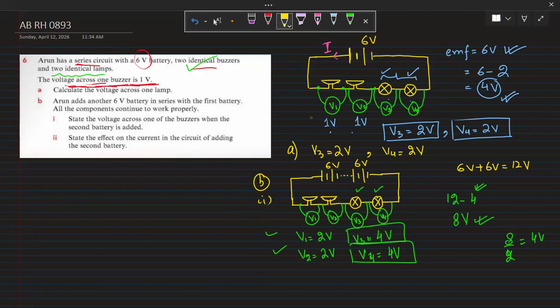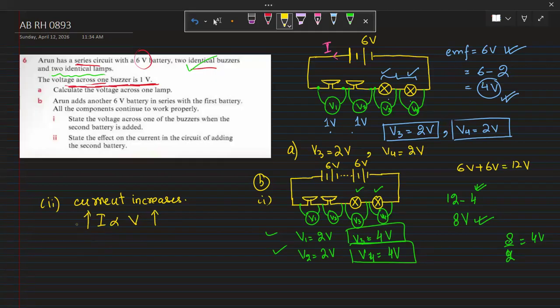Now part B, part 1 is done, so we're going to talk about part 2. State the effect on the current in the circuit of adding the second battery. So the current increases, because we know that when the voltage increases, the current increases. The current is directly proportional to voltage. That means when you increase the voltage, the current also increases.